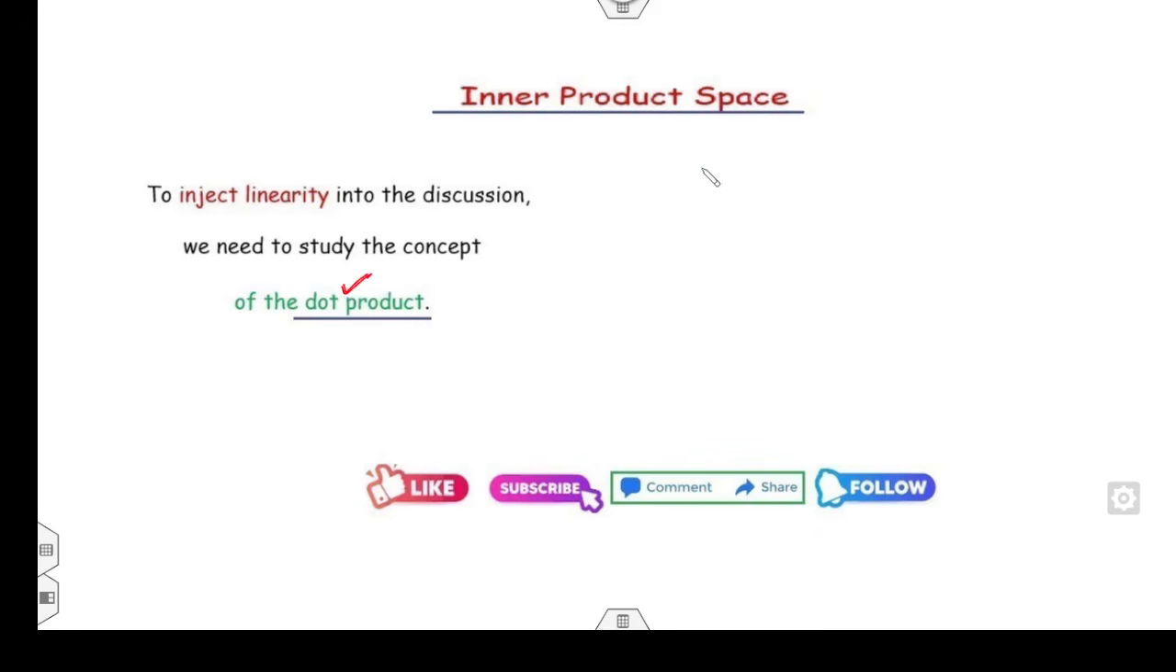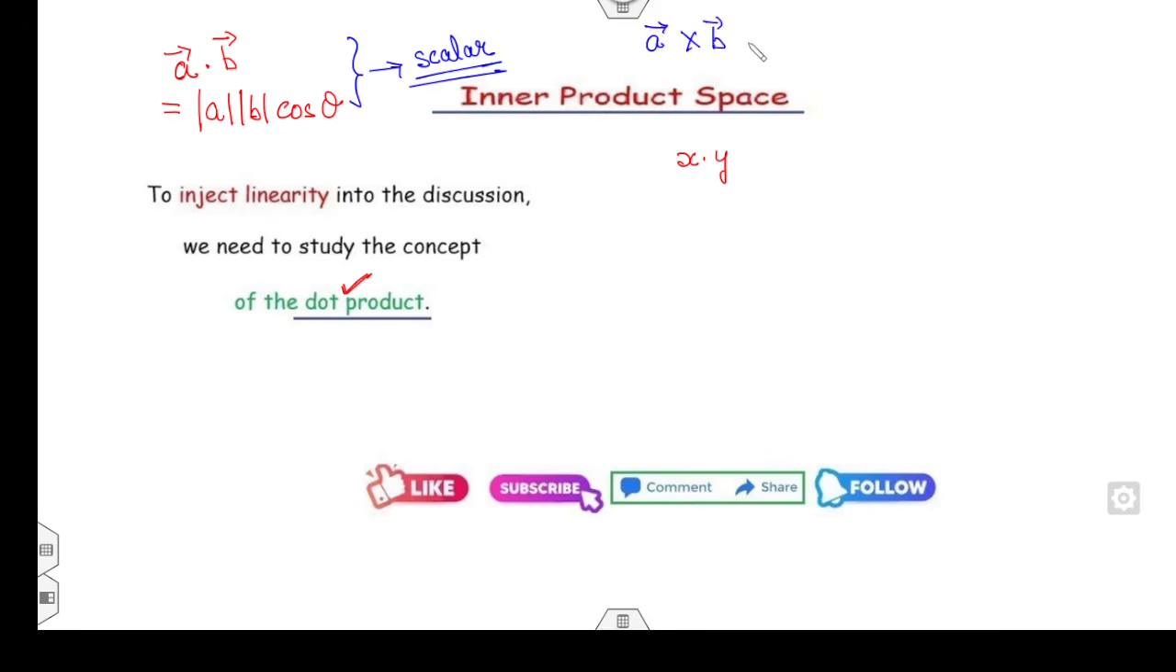Fine. So in elementary classes all of you learned how to find the dot product between two vectors. If you have the vectors A and B, how can you find the dot product? It is |A||B| times the cosine of the angle, and we all know that the dot product is always a scalar value. However, if you define the cross product, that will give you a vector value.